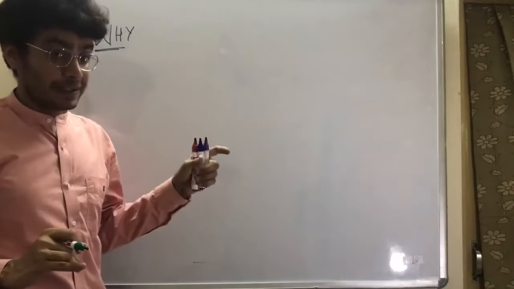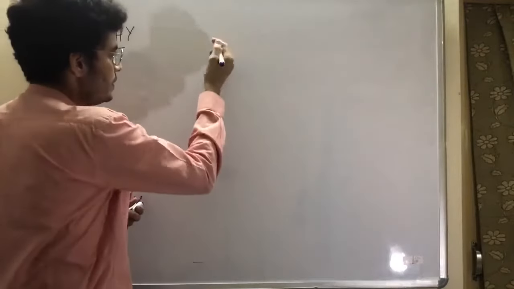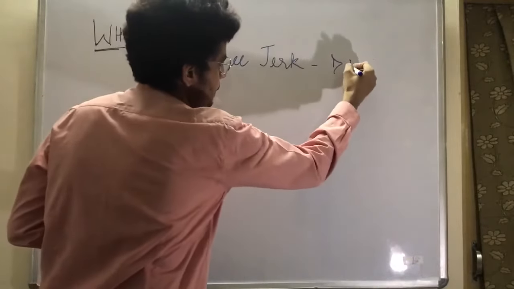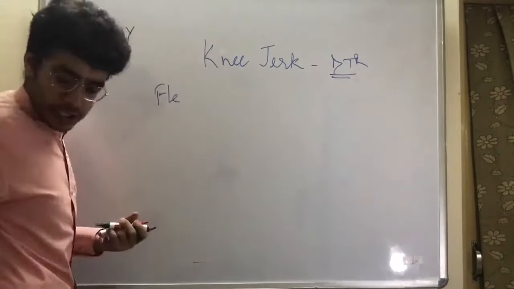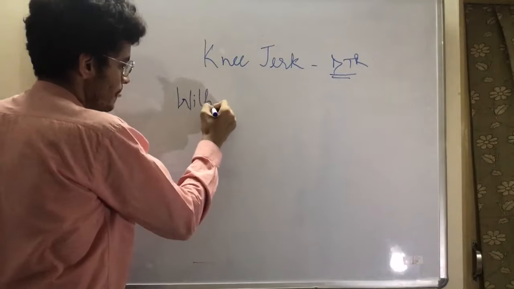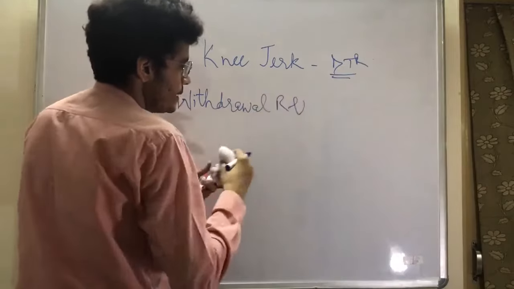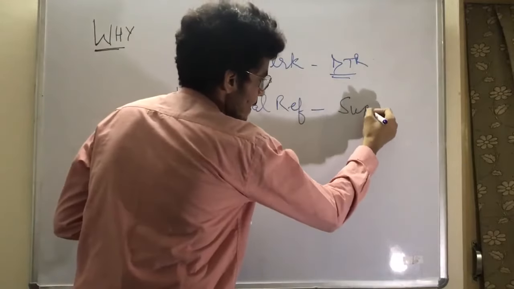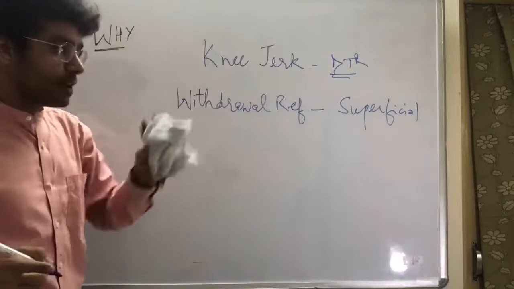It is based on the sensory receptor. I will give you an example of knee jerk. The knee jerk is an example of deep tendon reflex, right? But the flexor withdrawal reflex, or just withdrawal reflex, is an example of superficial reflex. So on which basis are we saying the withdrawal reflex is the superficial one, but the knee jerk is the deep tendon reflex?